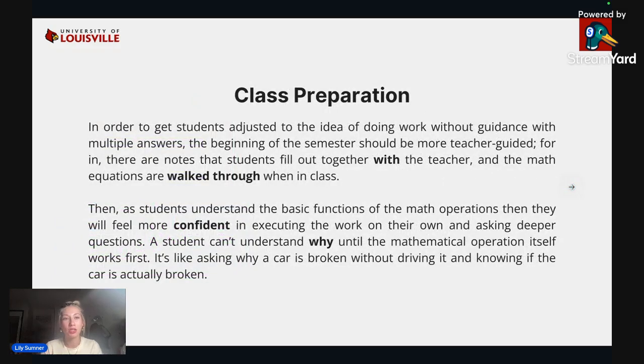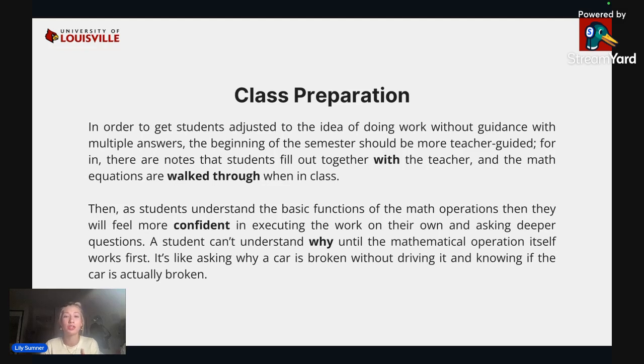So then class preparation. In order to get students adjusted to the idea of doing work without guidance, or with multiple answers, the beginning of the semester, I feel like, should be more teacher guided. There are notes that students fill out together, possibly with the teacher, and the math equations are walked through in class together. So then students feel like they're gaining the experience necessary to go off on their own and experiment with it. As students understand these basic concepts of functions and math operations, they will feel more confident in executing the work on their own and asking deeper questions.